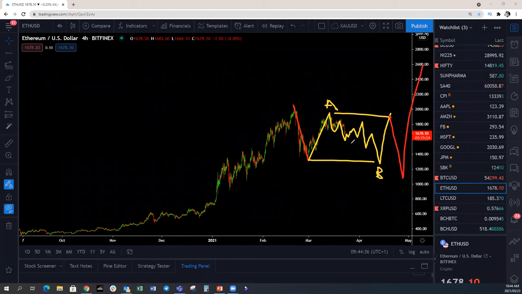There's that possibility there. So that will be, let's get a green here. There will be a WXY within the green, within the B, WXY corrective structure. So that's a possibility. Let's see how that one is going to play out. It's going sideways. When this whole corrective structure is done, then we'll look for the next leg higher.